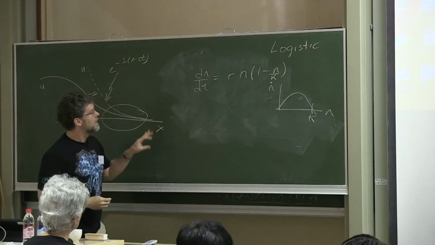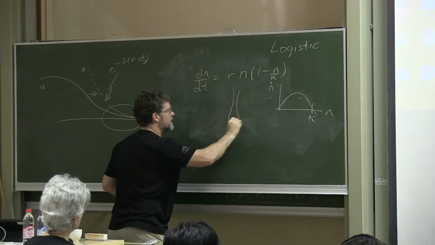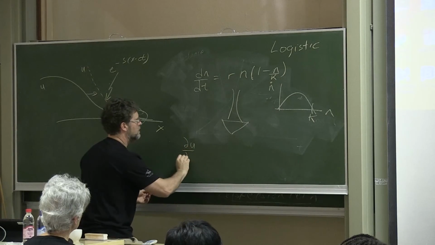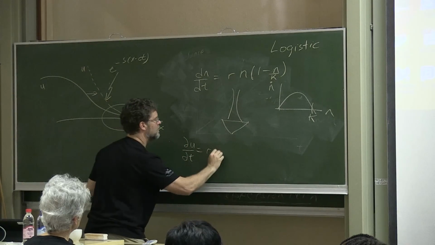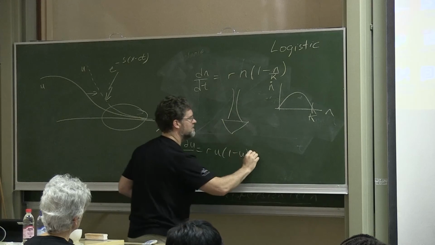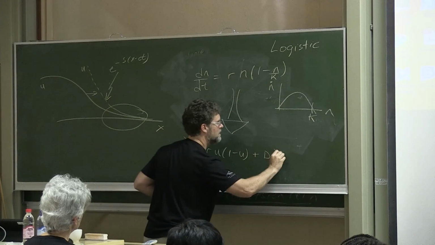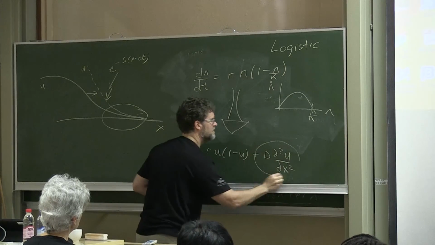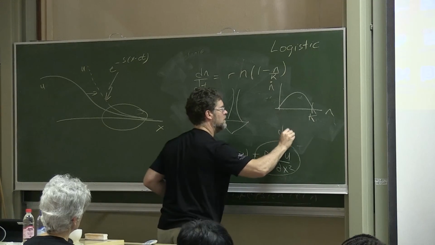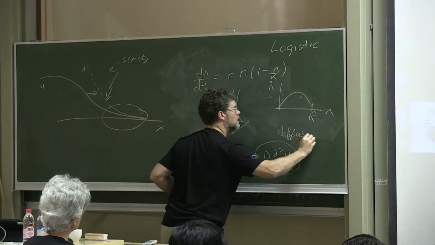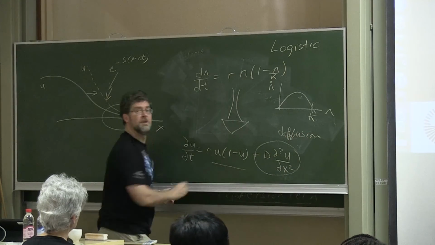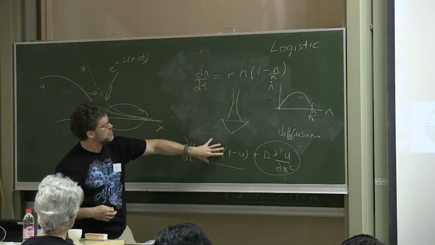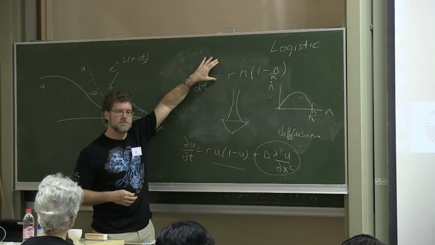And then putting space into that model is Fisher's equation, which is du/dt equals r u (1 minus u) plus D times the second derivative of u with respect to x. So this is diffusion now, plus the original logistic growth. So this is like a spatial version of this model here.